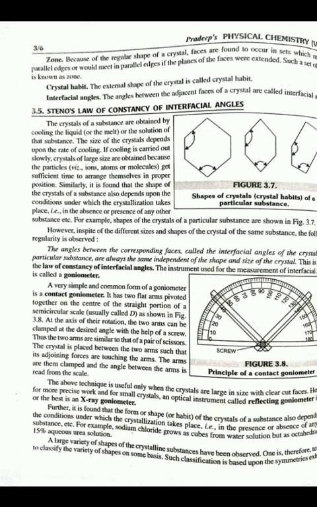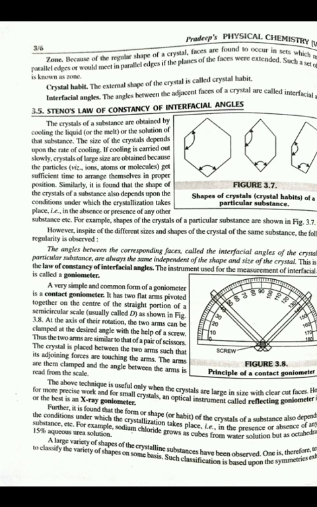The crystal is placed between the two arms such that its adjoining faces are touching the arms. The arms are then clamped and the angle between the arms is read from the scale. The above technique is useful only when the crystals are large in size with clear-cut faces. However, for more precise work and for small crystals, an optical instrument called a reflecting goniometer is used, or the best is an X-ray goniometer.